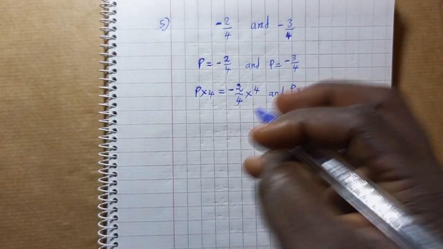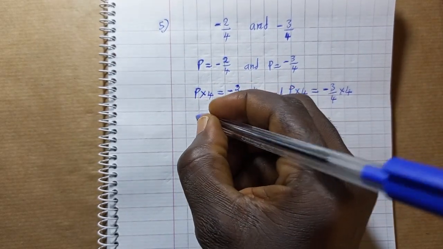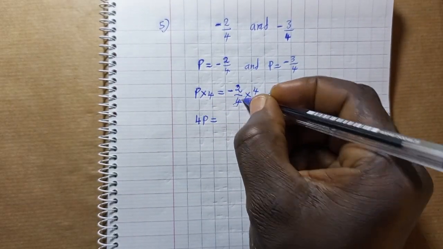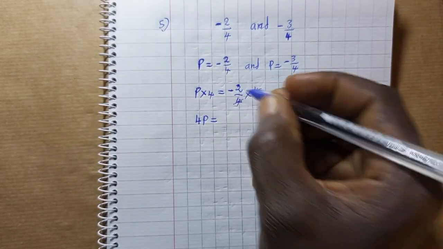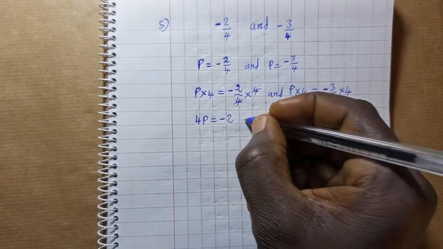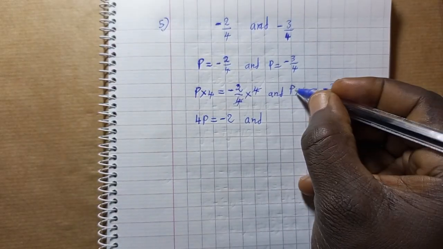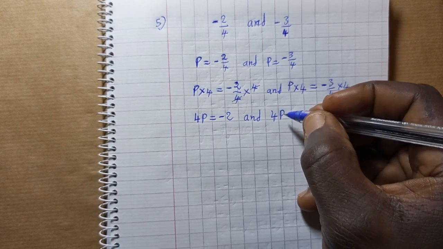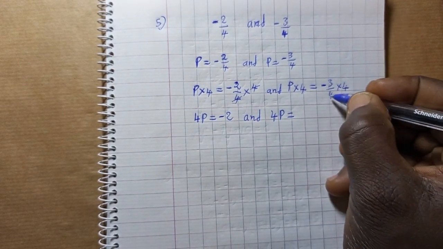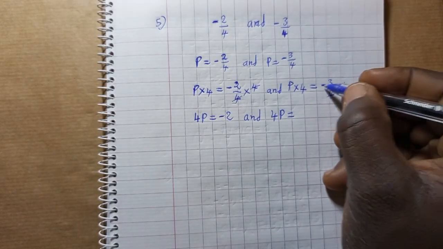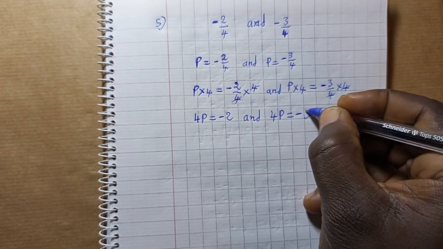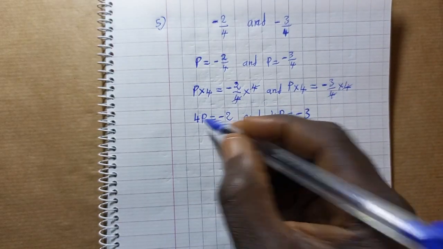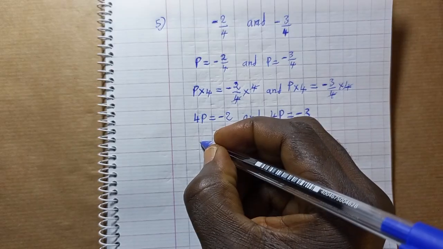So then p times 4, that is 4p. 4p is equal to, here 4 will cancel out 4, so I'm left with minus 2. And here p times 4, that is 4p, is equal to, here 4 will cancel out 4, I'm left with minus 3. Then the next step is subtract this from this one.